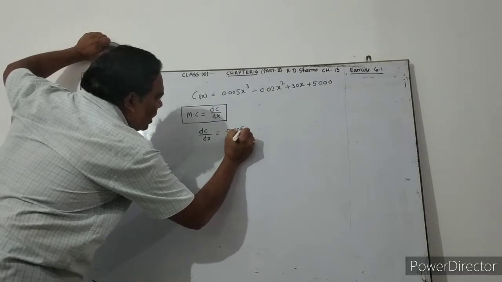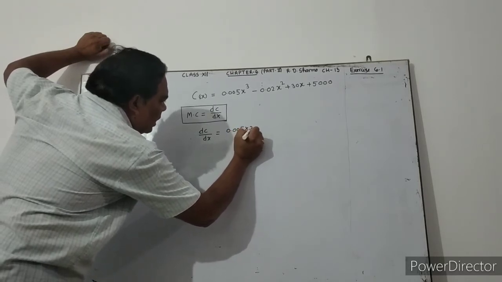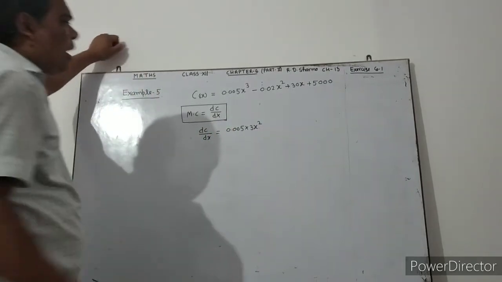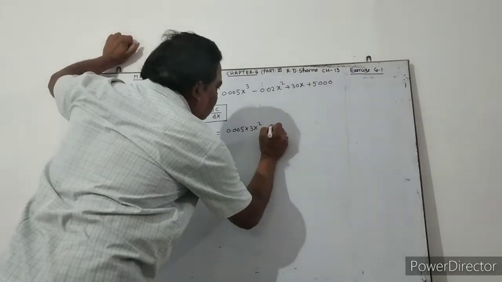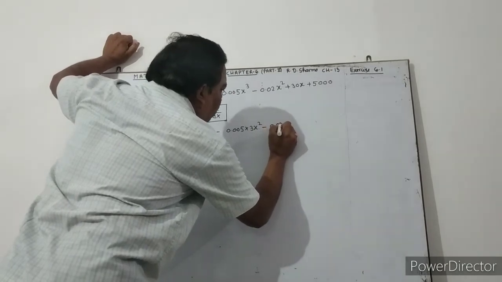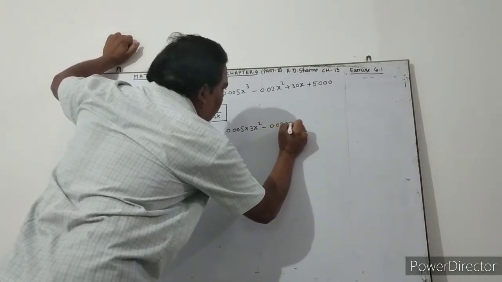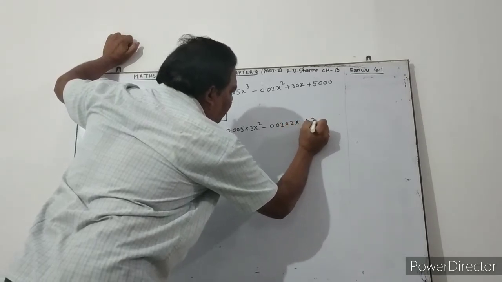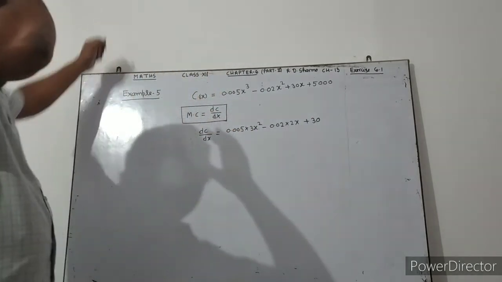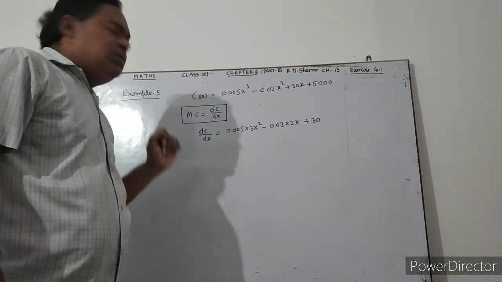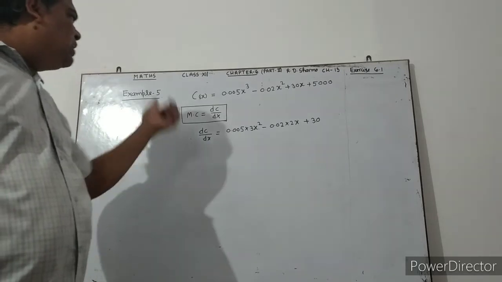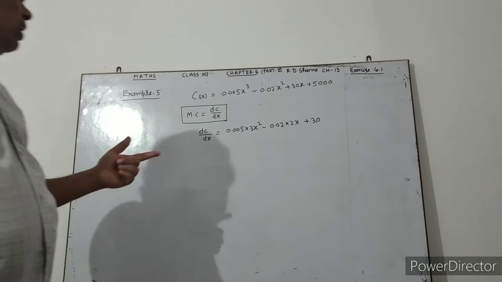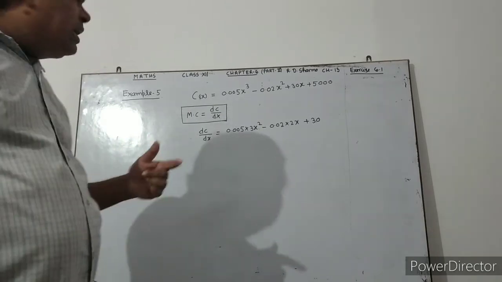Then dC upon dx is 0.005 into 3x squared minus 0.02 into 2x plus 30. Now, this is the marginal cost. What is the marginal cost? The rate of change in the cost. Now, put the value of x as 3. It is given.